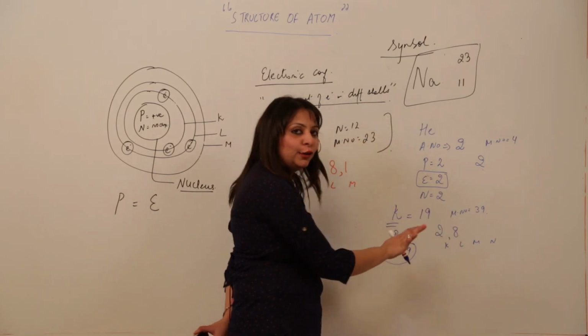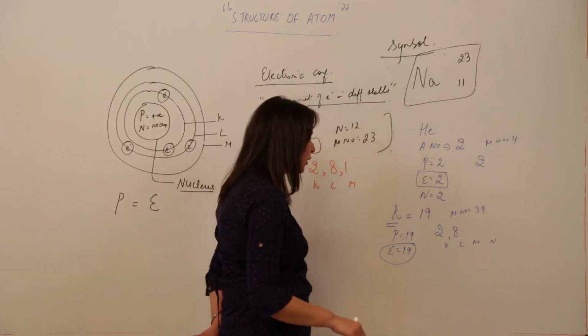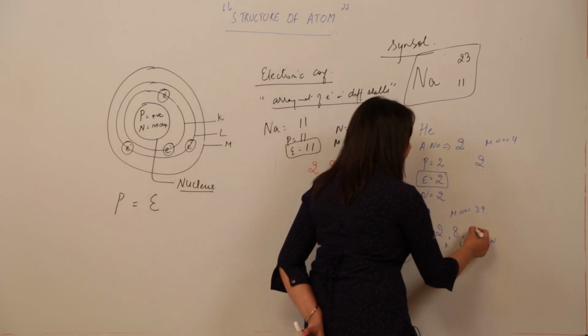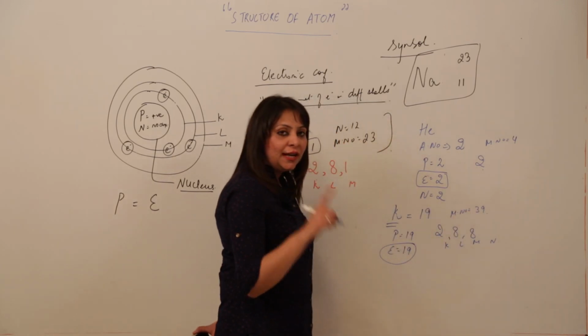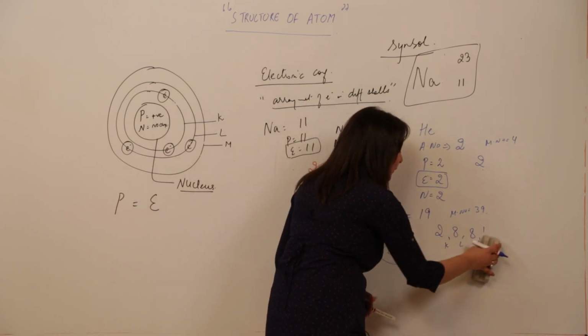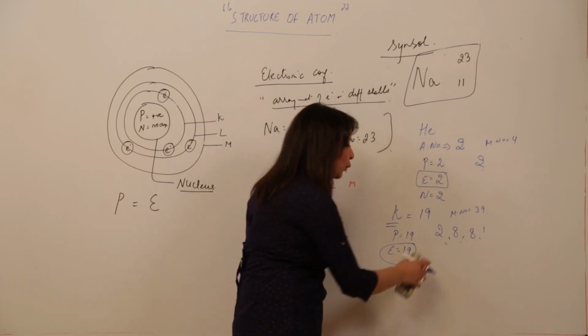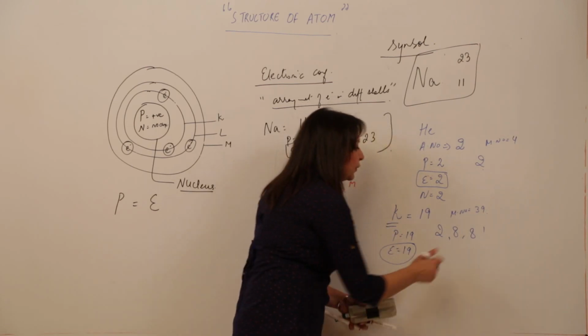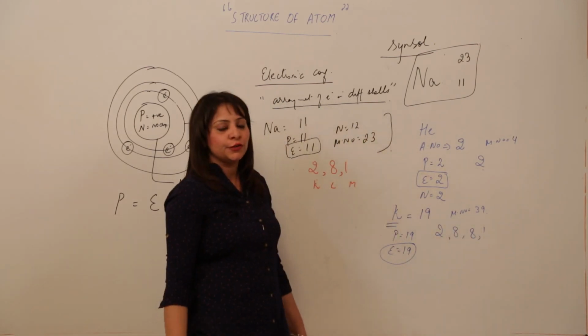10 electrons are already gone. We are just left with 9 electrons. So the third shell, again a maximum of 8. Now we are left with 1 electron. So the electronic configuration for potassium is 2, 8, 8, 1. So this is how you write the electronic configuration.